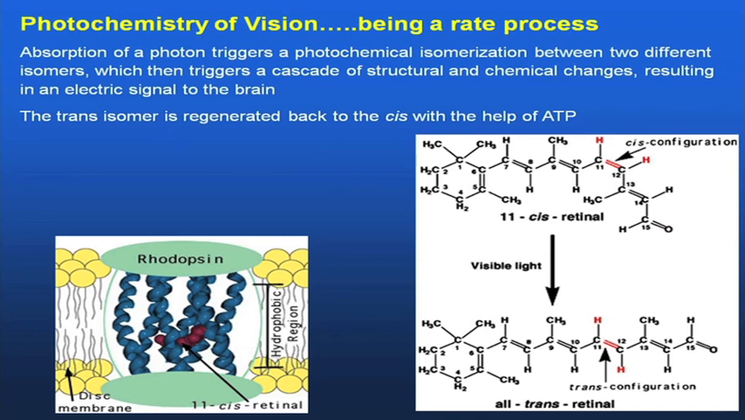Here you see that this back reaction is very important to maintain the equilibrium concentration of both components involved in this process, that is 11 cis retinal and 11 all trans retinal. Okay. So in our next lecture we will talk on theories of reaction rate, and we will start from collision theory.